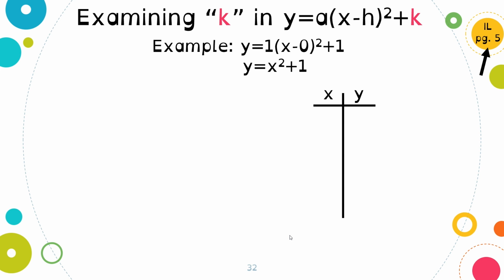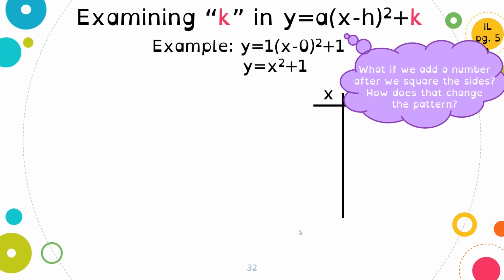We're going to examine the k and see what happens if we manipulate it. This is on page 5 of your IL booklet. Your IL booklet starts with a, then does h, and then does k, but to me it makes more sense to look at k and understand that first, then h, and then a. So I'm going backwards compared to what your booklet does in this lesson. If you're watching this whole lesson before you do any of it, it's all good. You don't have to do it in that order. Just know that we're looking at k first, and this is on page 5 of your IL booklet.